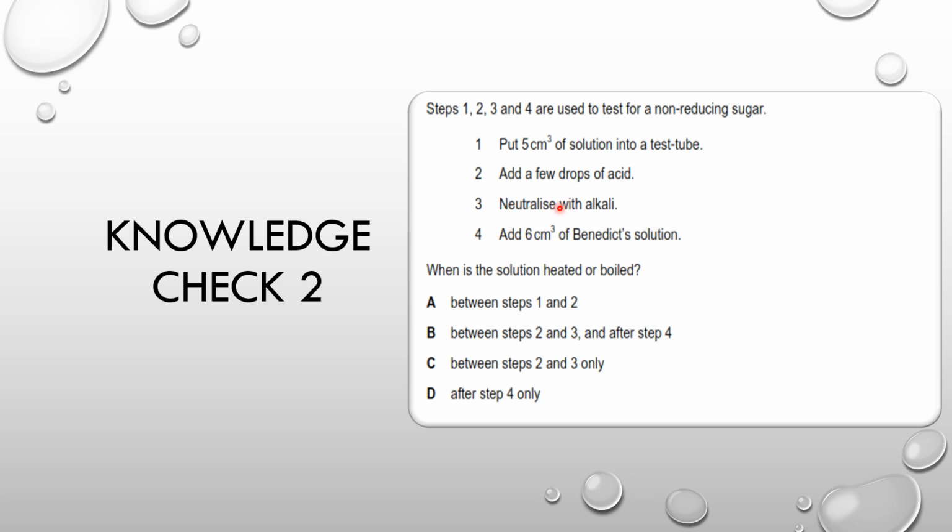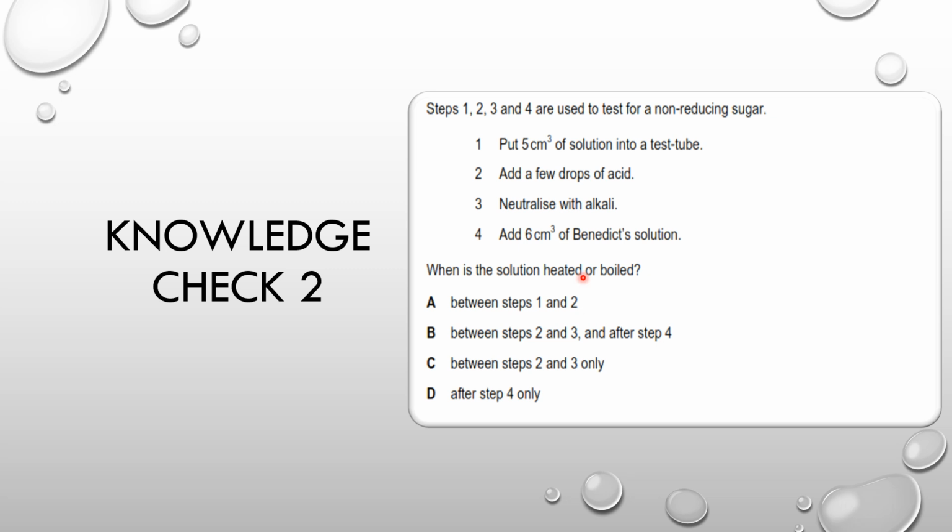Then 3, neutralize with alkali, and add Benedict solution. Now some things are missing here. They ask, when is the solution heated or boiled? When is it heated or boiled? Pause this video and try it.